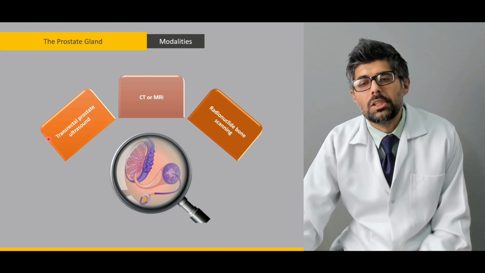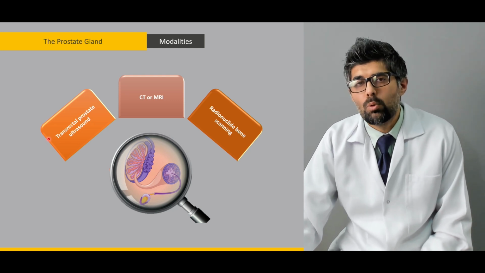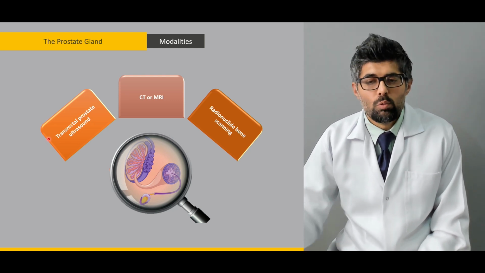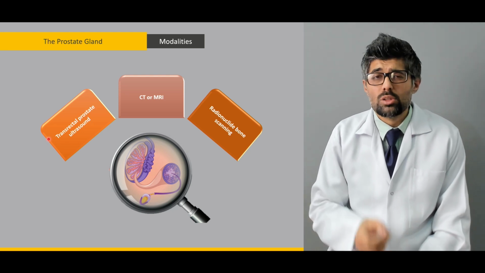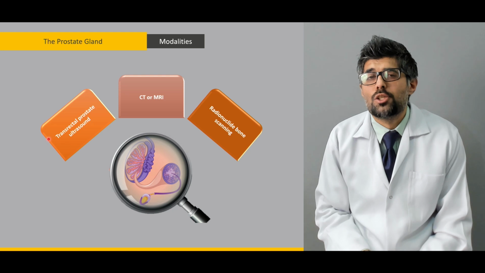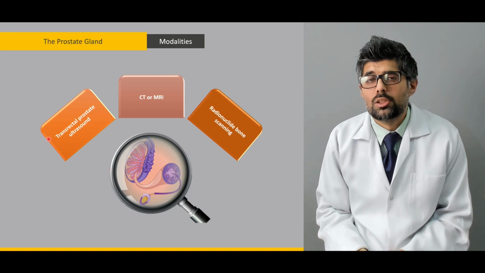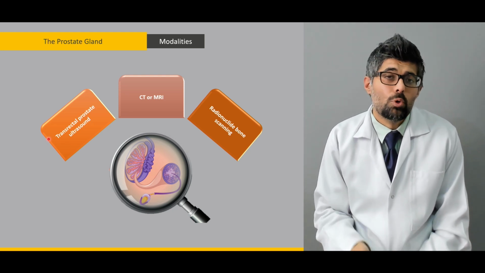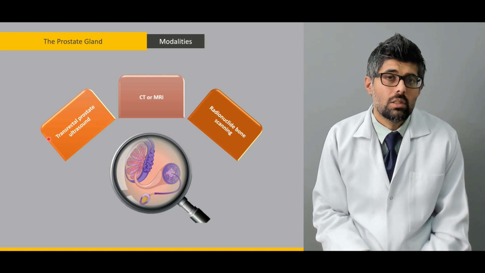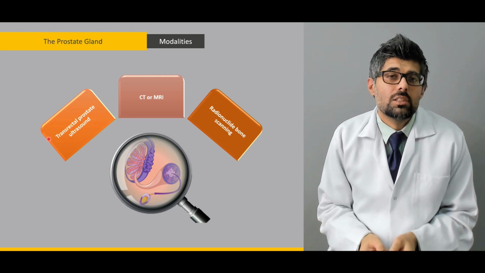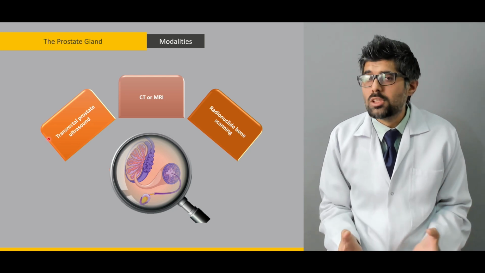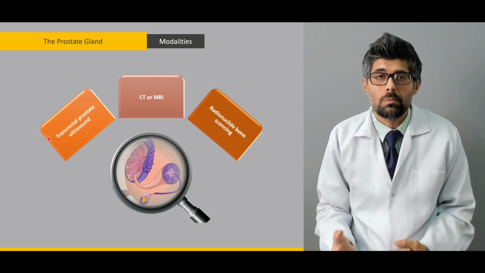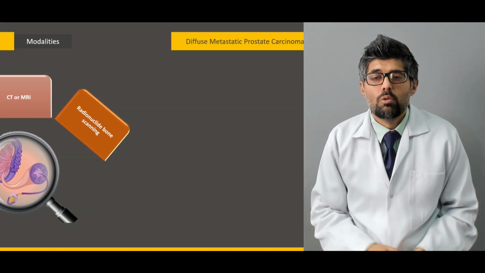Another one is the radionuclide bone scan. Now, we use radionuclide bone scan because the most common complication of prostatic carcinoma is bone metastasis. Now, bone metastasis is usually of two types. Either it is of diffuse type or focal.